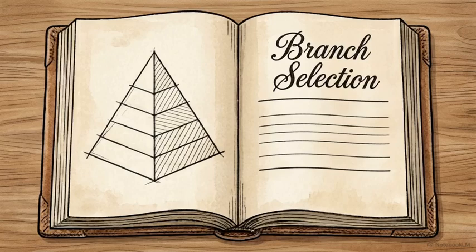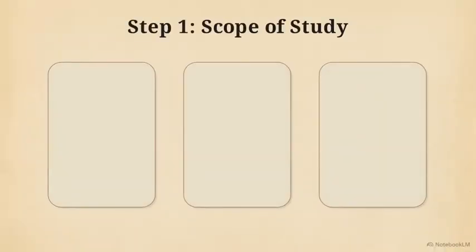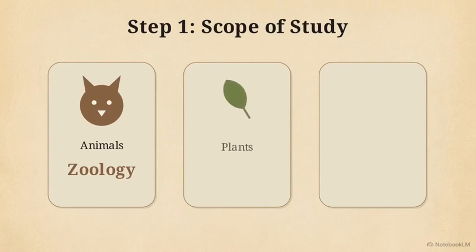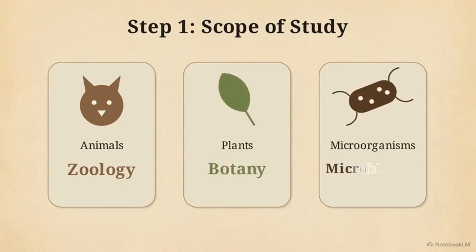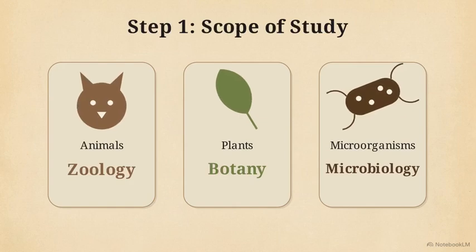We need to identify exactly which primary branch of biology your chosen subject belongs to. The biological world is divided into 3 primary branches. If you picked an animal, write down zoology. For a plant, botany. And if you are examining microorganisms, note down microbiology.